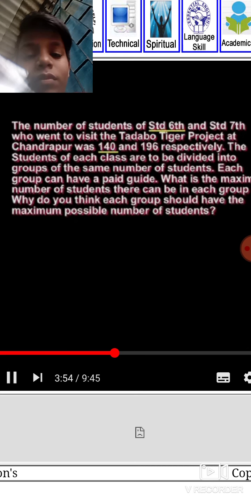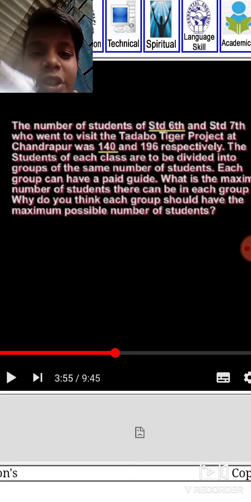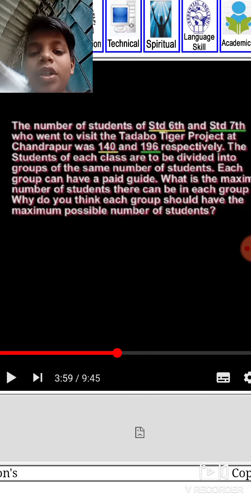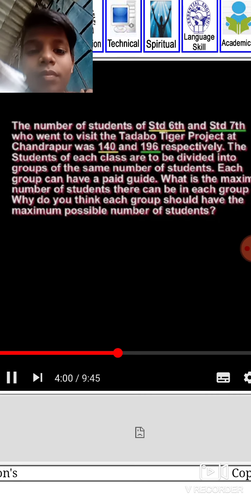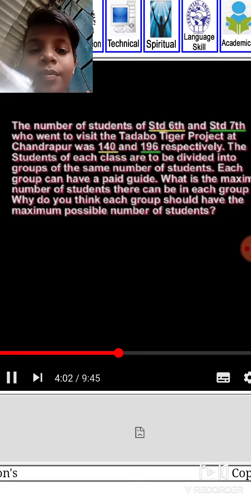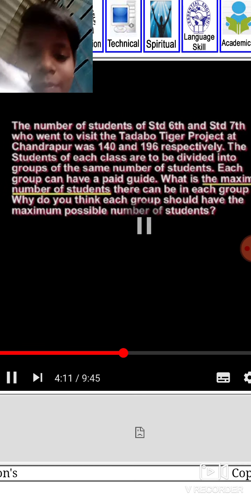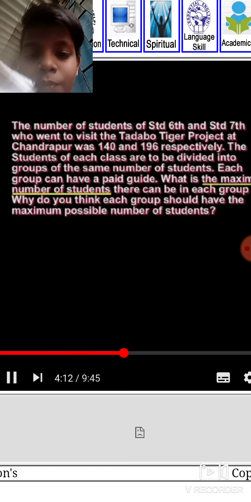The number of students of standard 6 is 140 and the number of students of standard 7 is 196. So we will find out the HCF of 140 and 196 to find out the maximum number of students in each group.